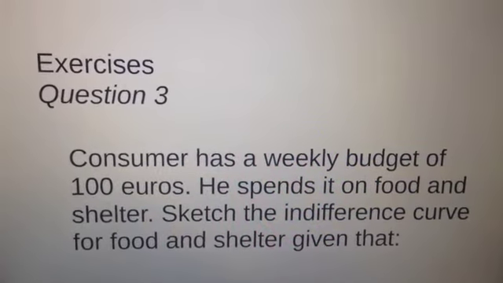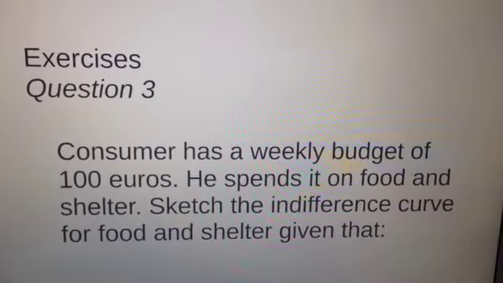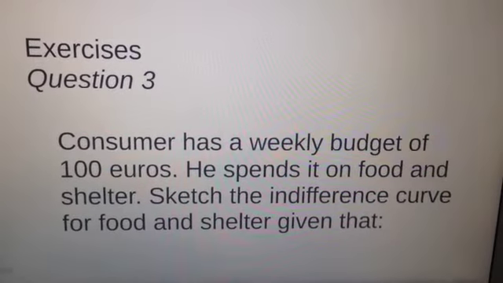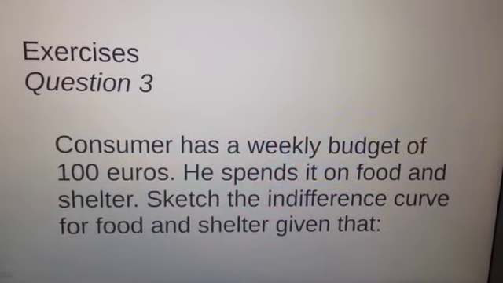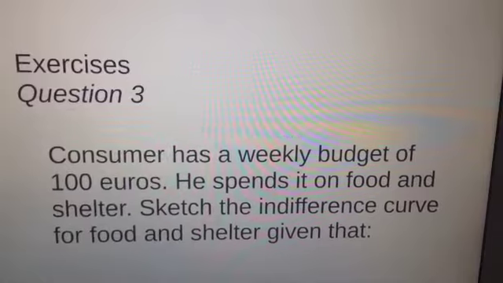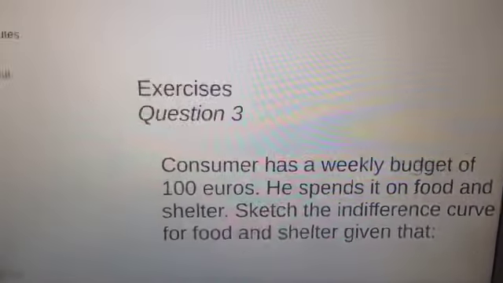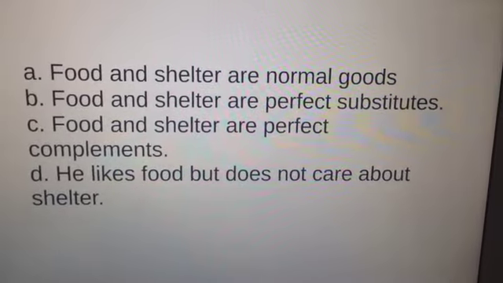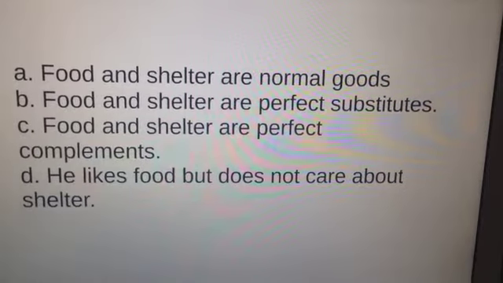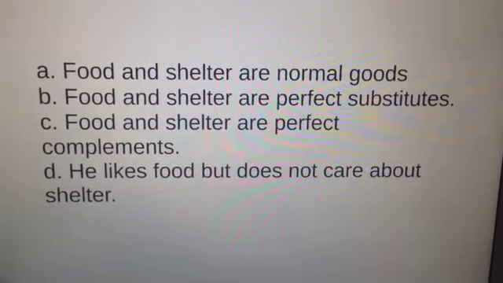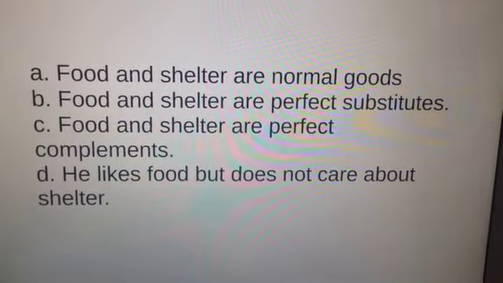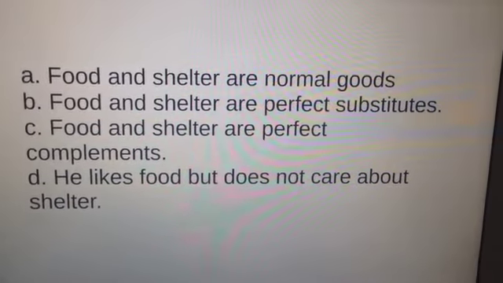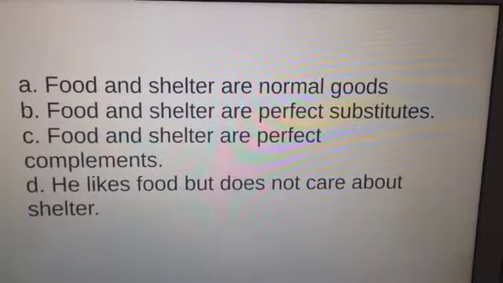Exercises, question 3. A consumer has a weekly budget of 100 euros. He spends it on food and shelter. Sketch an indifference curve for food and shelter given that A. Food and shelter are normal goods. B. Food and shelter are perfect substitutes. C. Food and shelter are perfect complements. D. He likes food but does not care about shelter.